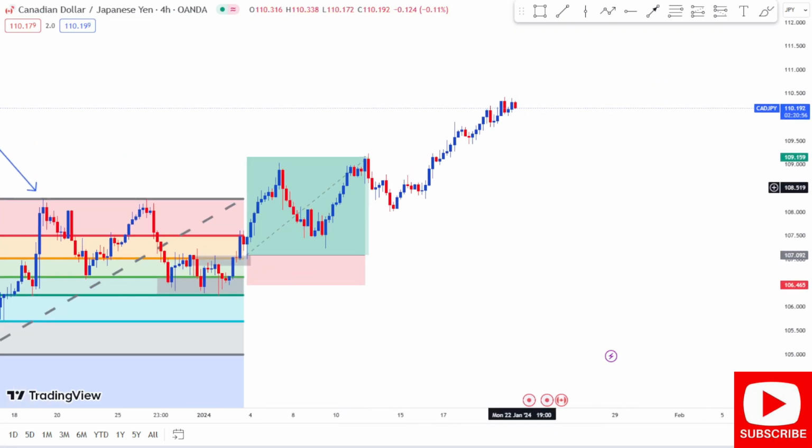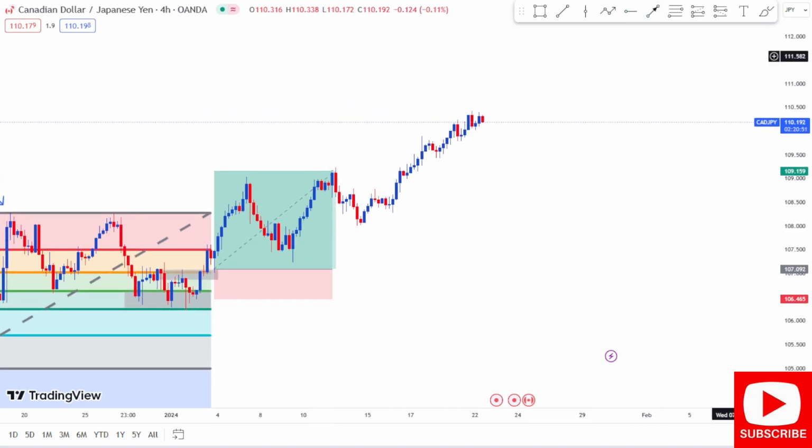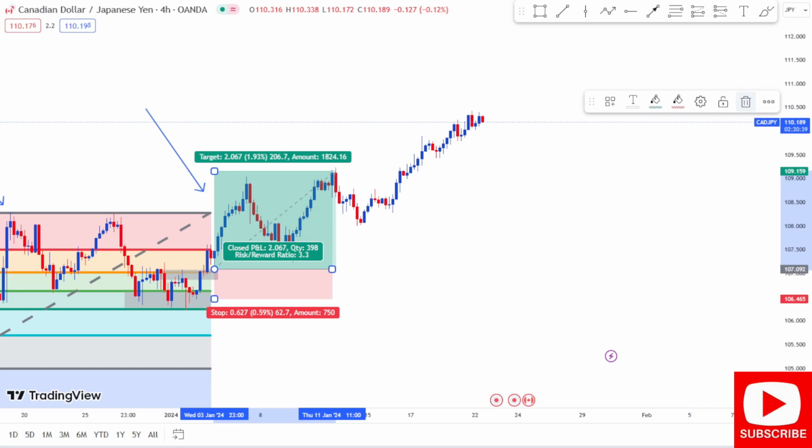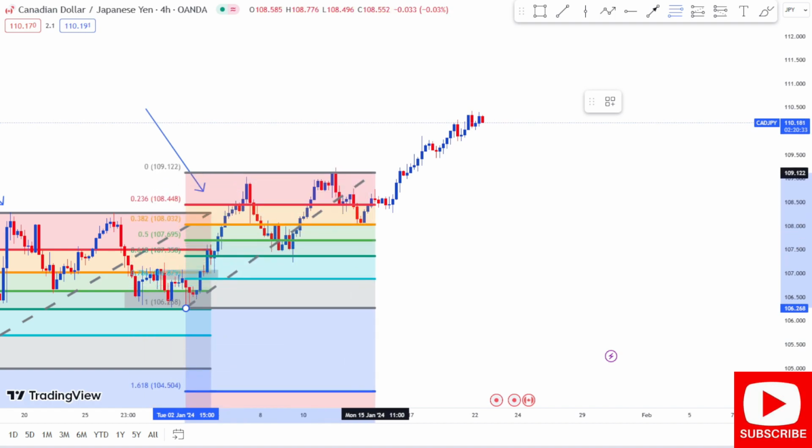Now, as we can see, we saw another significant swing, which is this very swing. You can see the momentum build up. Now let's get our Fibonacci tool. Let me just quickly clear out this. Get our Fibonacci tool from the lowest point to the highest point.